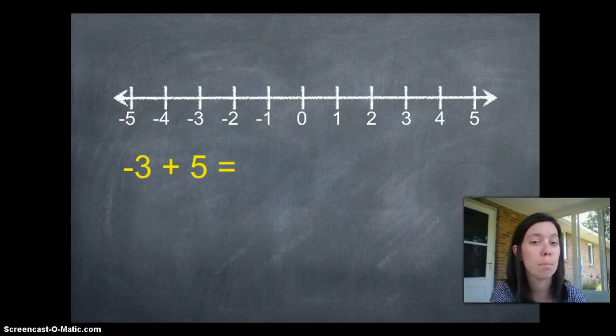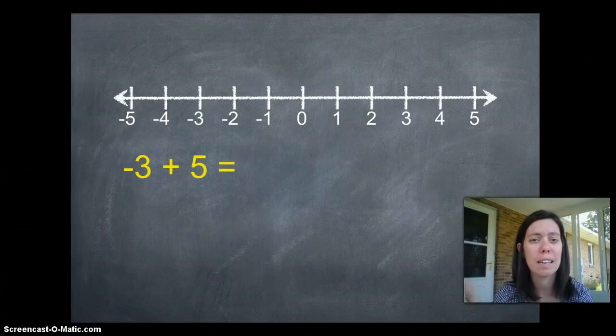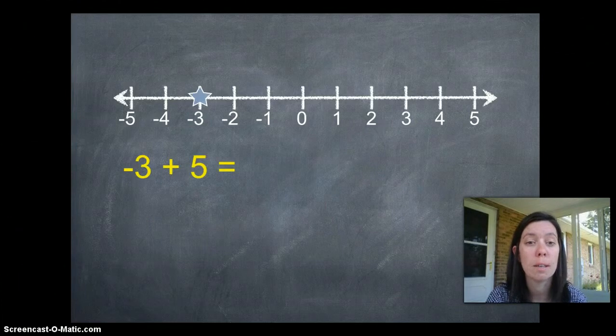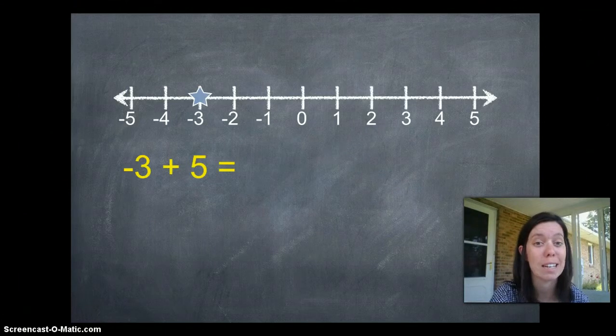So here we have negative 3 plus 5. Most of my students know right away this is either going to be a 2, a negative 2, an 8, or a negative 8, but they get mixed up on which one it should be. So the number line can help us here. We start on negative 3, and we move 5 spaces to the right. So we're eliminating negative 8 as a possibility. It can't be negative 8 because we would have to move left to get to negative 8.